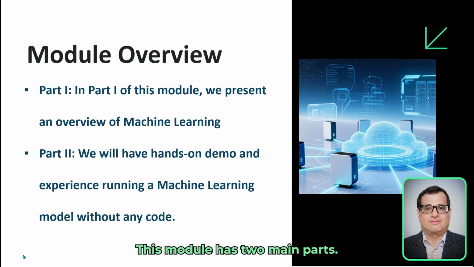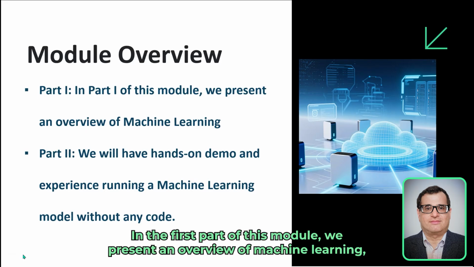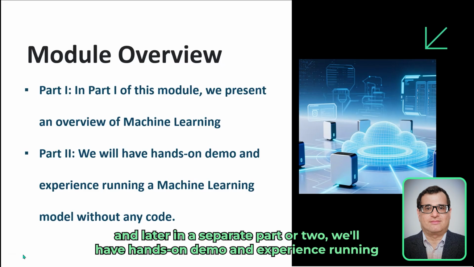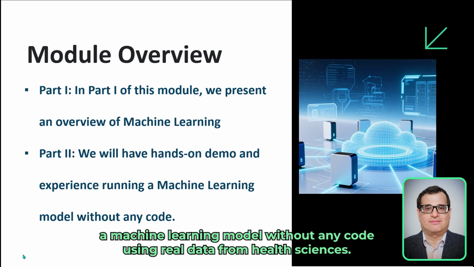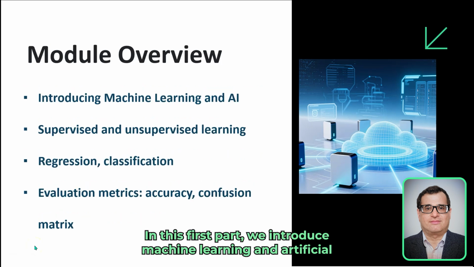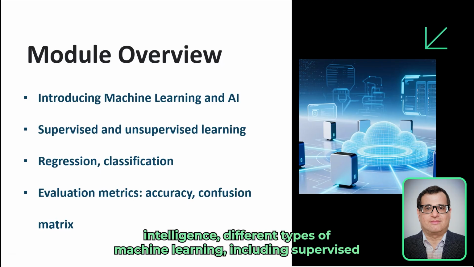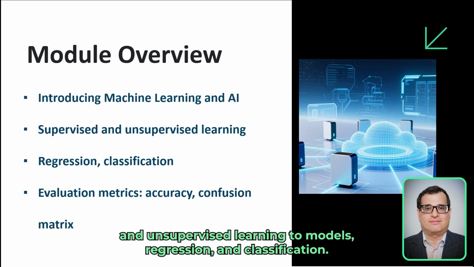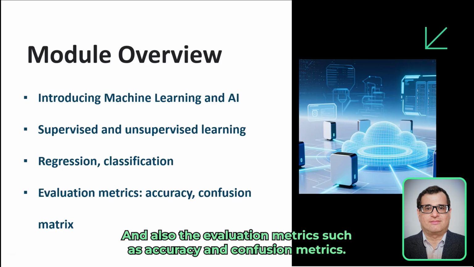This module has two main parts. In the first part of this module, we present an overview of machine learning, and later, in a separate part, part 2, we'll have hands-on demo and experience running a machine learning model without any code using real data from health sciences. In this first part, we introduce machine learning and artificial intelligence, different types of machine learning, including supervised and unsupervised learning, two models, regression and classification, and also the evaluation metrics such as accuracy and confusion metrics.